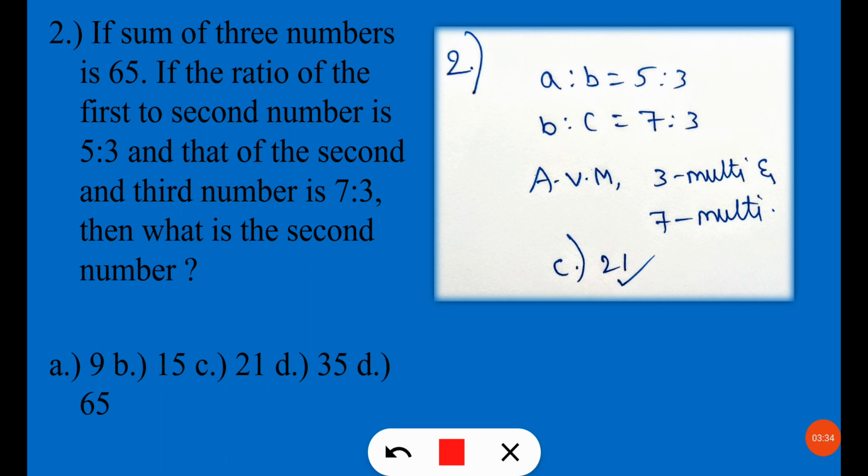In the first ratio the B value is 3. That means B should be a 3 multiple. Among the options, how many 3 multiples are there?